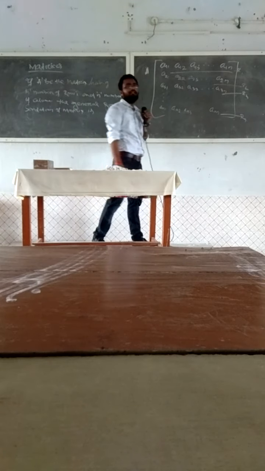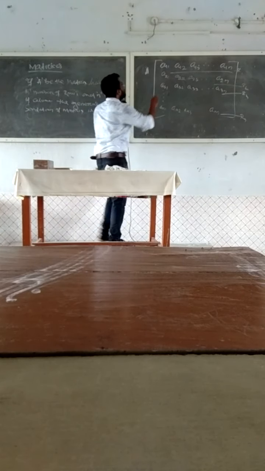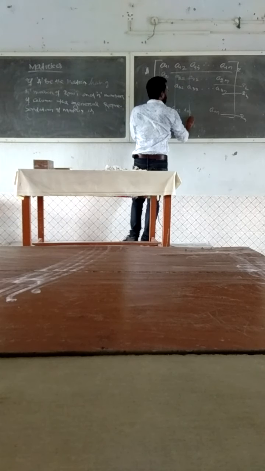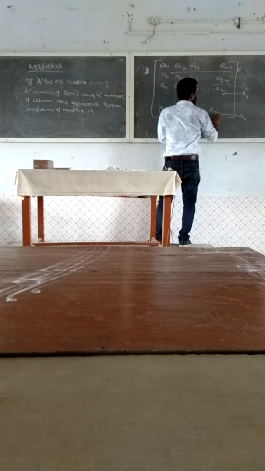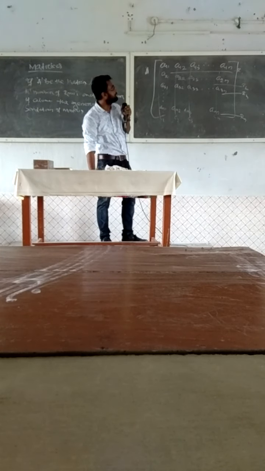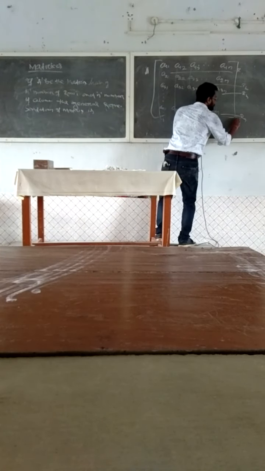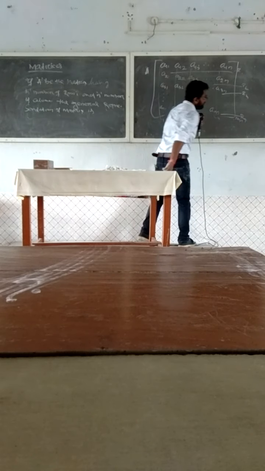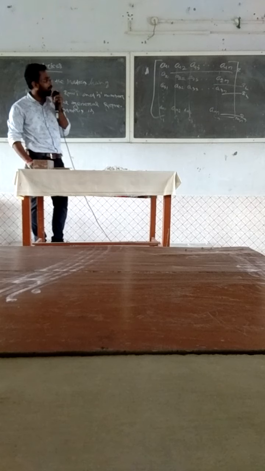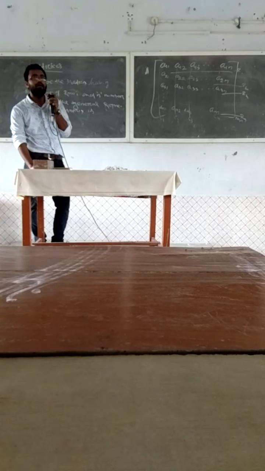And the vertical lines are known as columns. So this is column 1, this is column 2, this is column 3 up to column n. So the order of the matrix is m by n. This matrix has m number of rows and n number of columns. So the matrix is of m by n order.